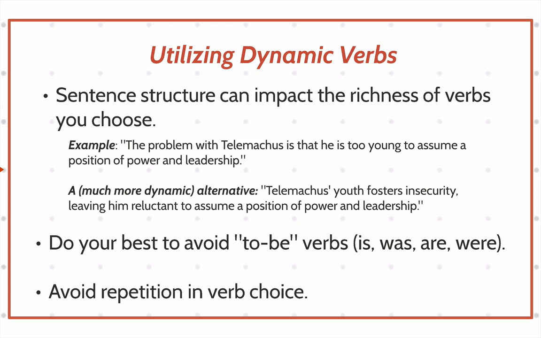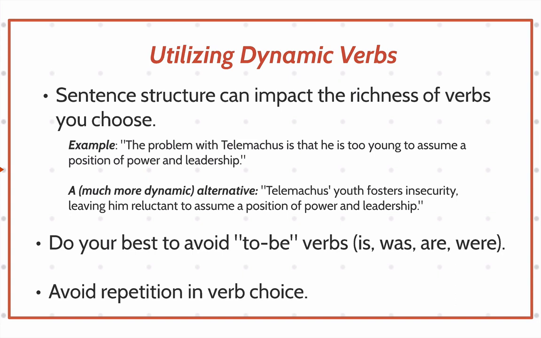Telemachus's youth fosters insecurity, leaving him reluctant to assume a position of power and leadership. That's just so much better, right? Because you're using a verb, fosters. That's just so much better than is. And really, in all of your writing, you should do your best to avoid what we call the to-be verbs. So is, was, are, were. Try to avoid those verbs. They're just very boring. And there's always a way, usually by restructuring the sentence slightly, that you can convey the same idea, but you can use more interesting language to do it.